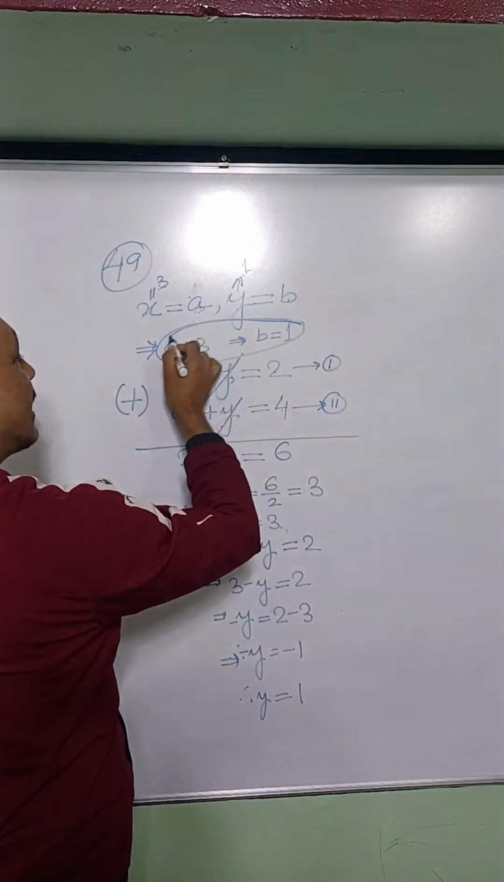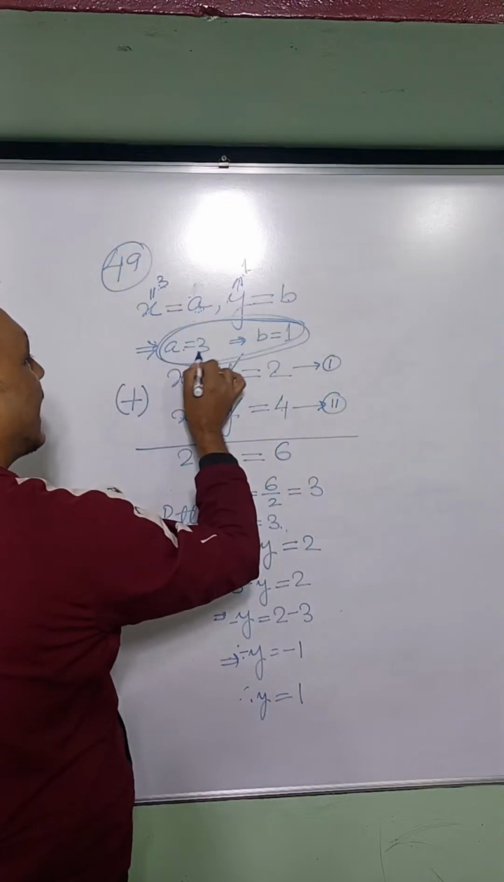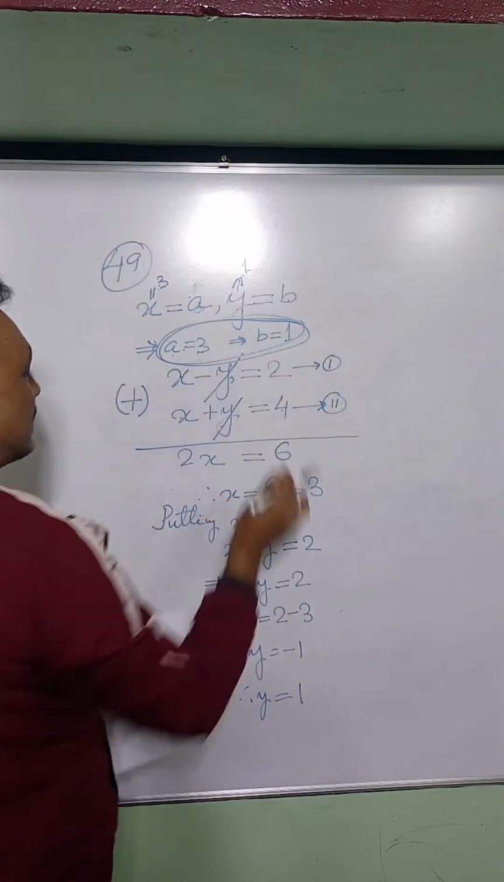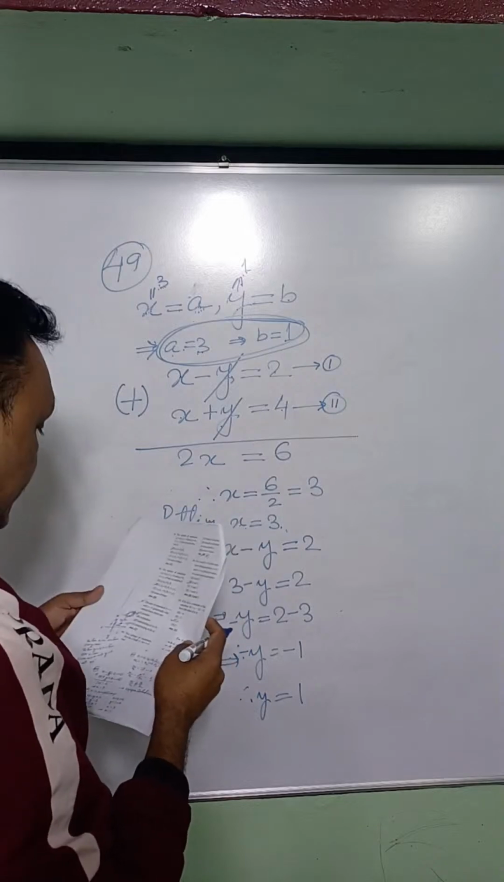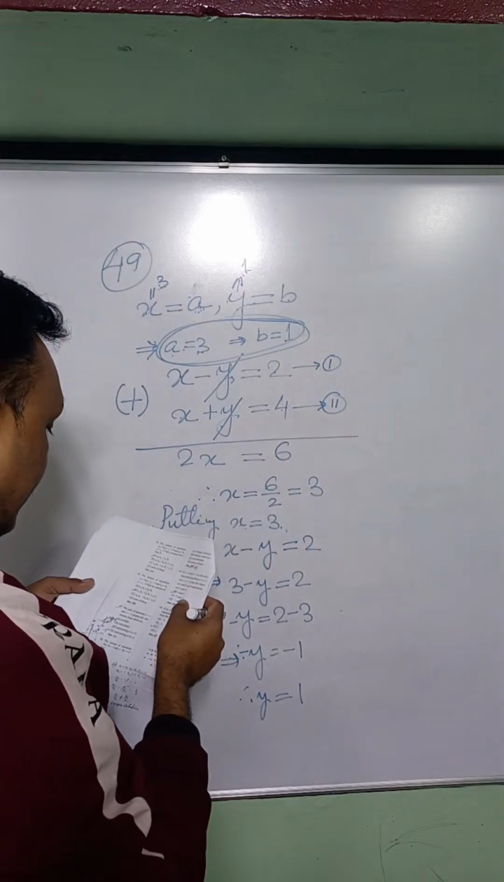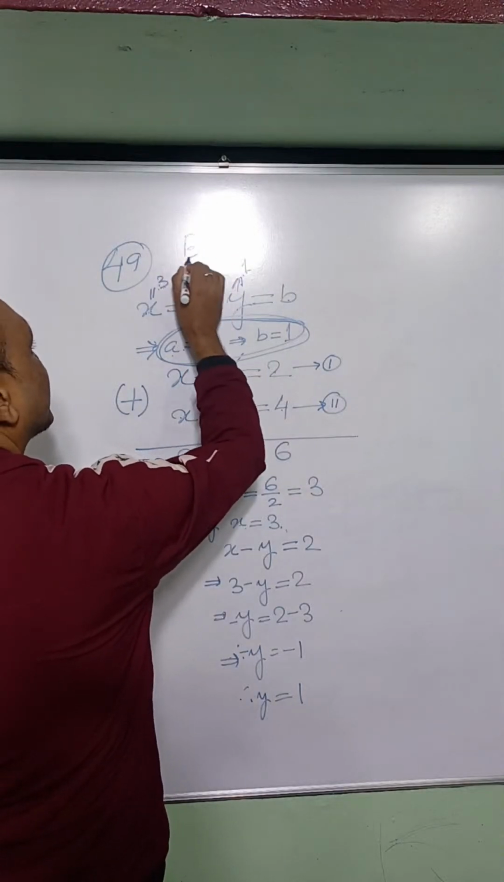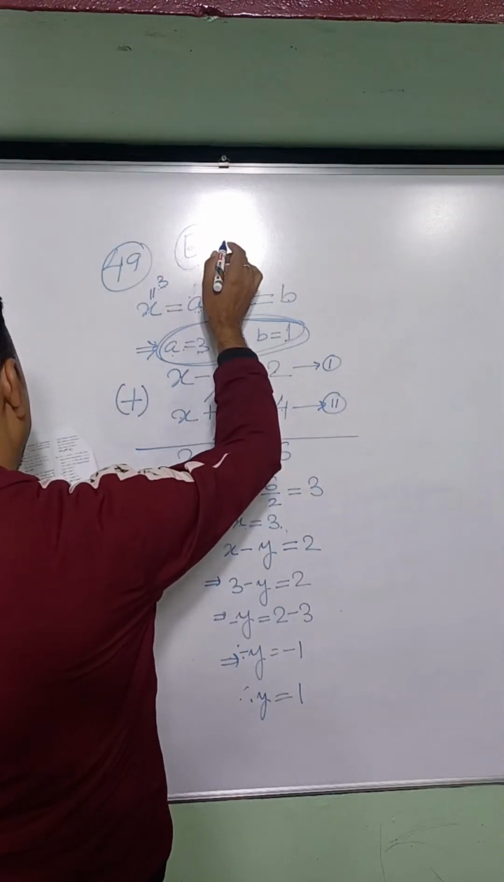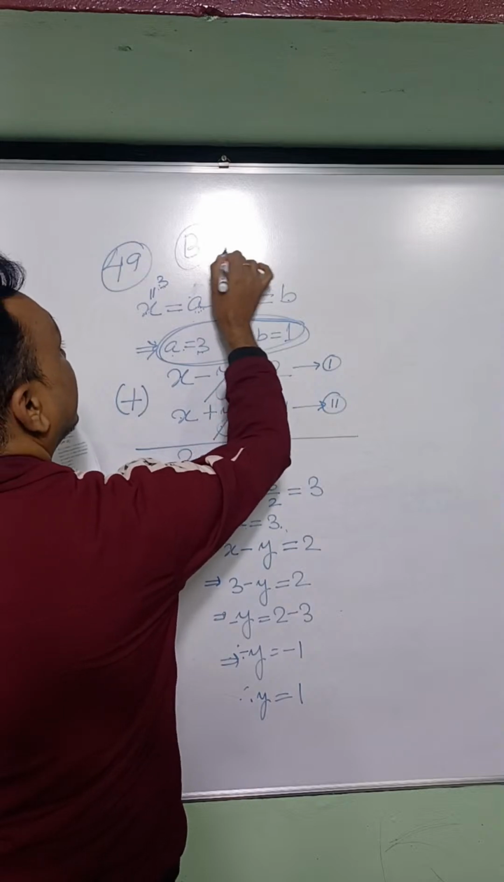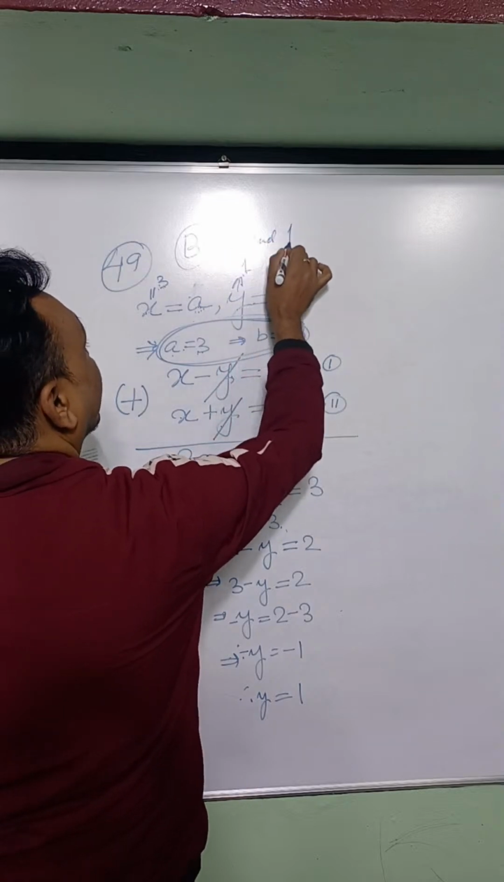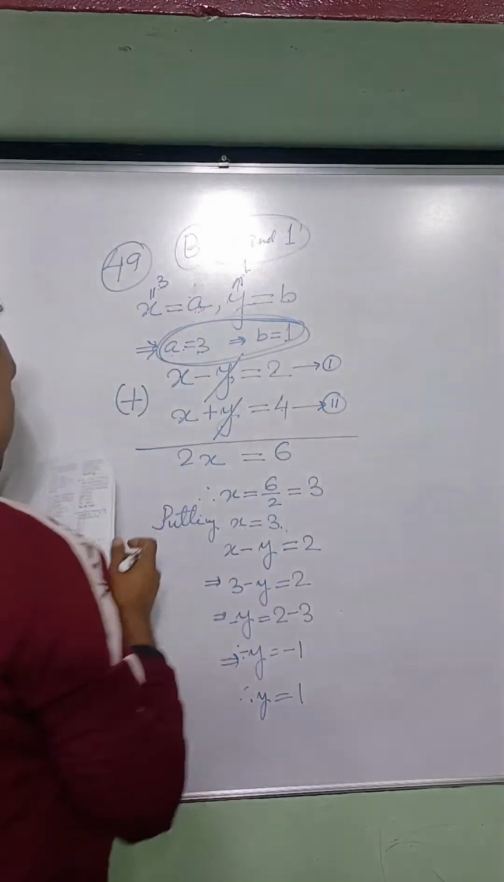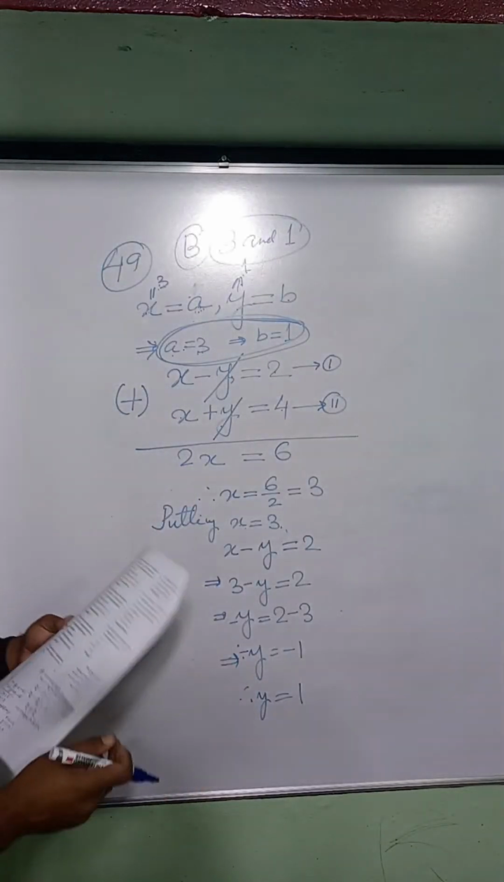So this is our question. We have to find out the values of a and b. So a is 3, b is 1. So which is the correct answer? The correct answer is B. B is the correct answer. That is 3 and 1. This is the correct answer, right? 3 and 1. Is it clear?